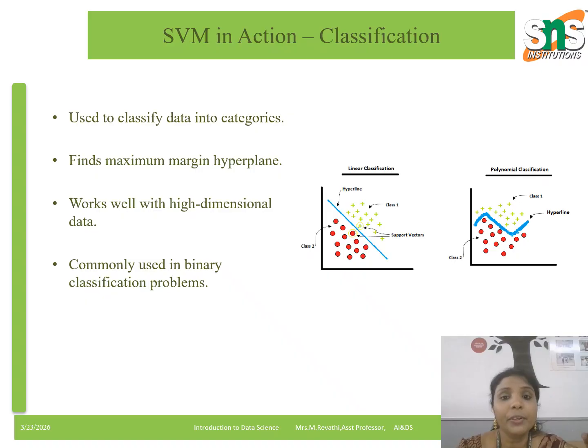Next, we see SVM in action in classification. SVM is widely used for classification problems. It divides the data into categories by finding the best hyperplane. It works very well even when the data has many features. It is commonly used in binary classification, like yes or no, or spam or not spam.